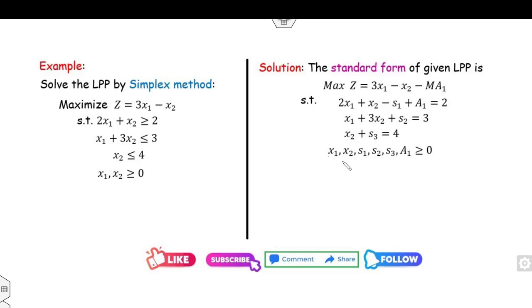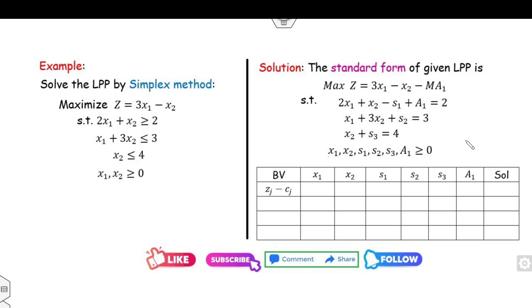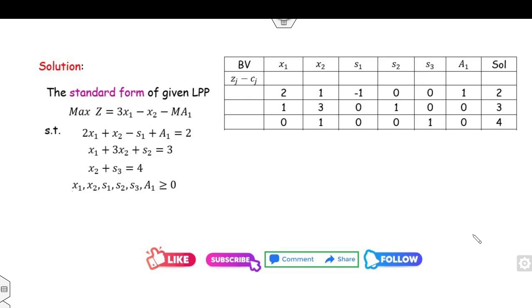So how many variables do you have? You can write x1, second is x2, s1, s2, s3, a1. Now you can substitute the values. What is the coefficient of x1 in the constraints? 2. You can skip the first row. X1, 0. X2, 1, 1, 1. S1, minus 1, 0, 0. S2, there is no S2, 1, 0, and so on. Right hand side will be 2, 3, 4. This is 0, 0, 1. A1 in the first row, and so on.